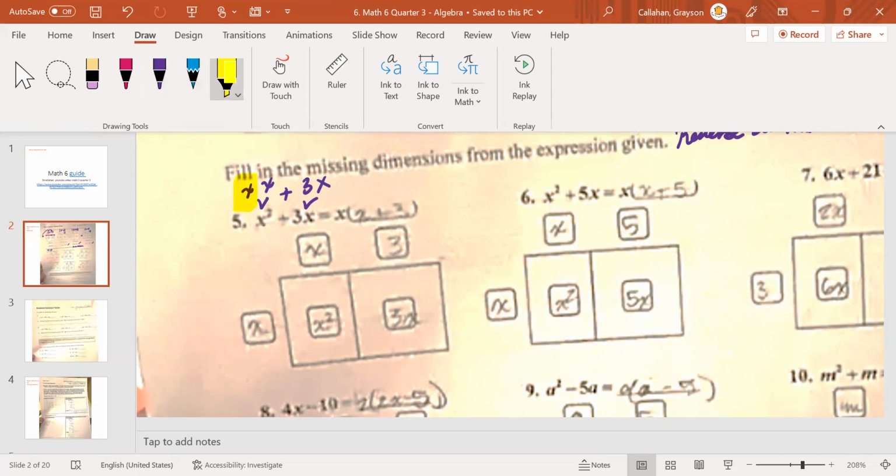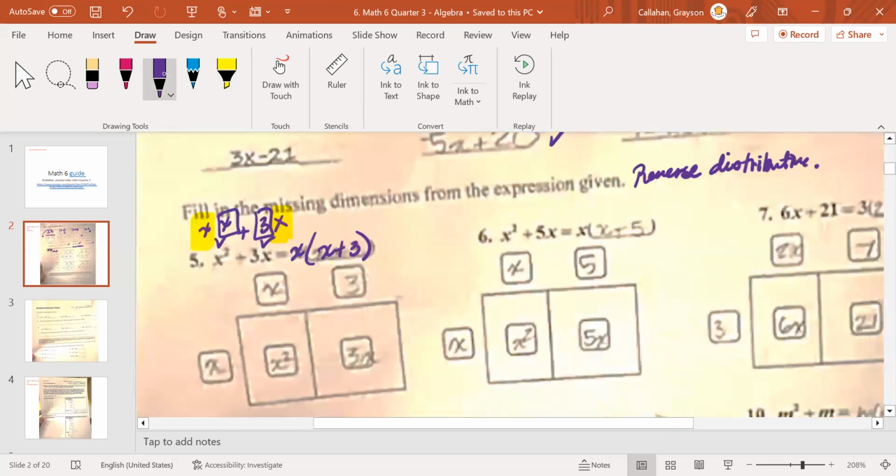What do they both have in common? Don't they both have an x in common? So then what you do is you put the x on the outside. What's left inside? X plus 3. Do you see that? So x times x is x squared, x times 3 is 3x, so that's good.